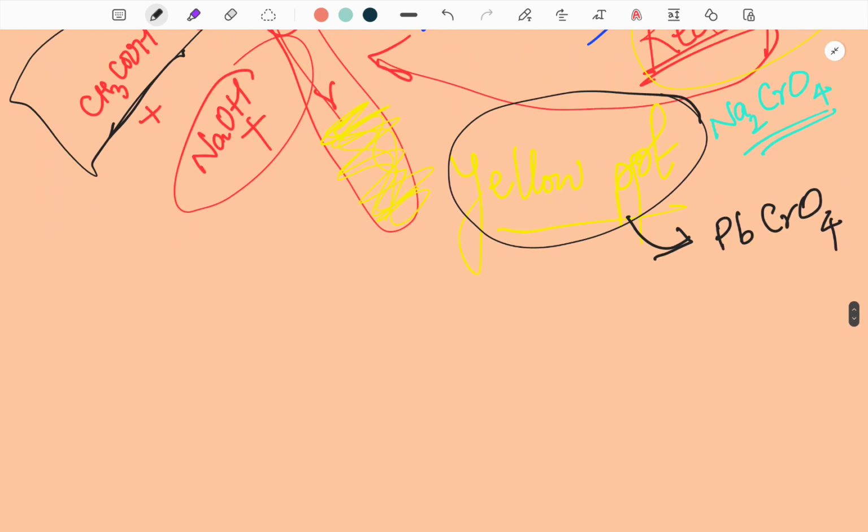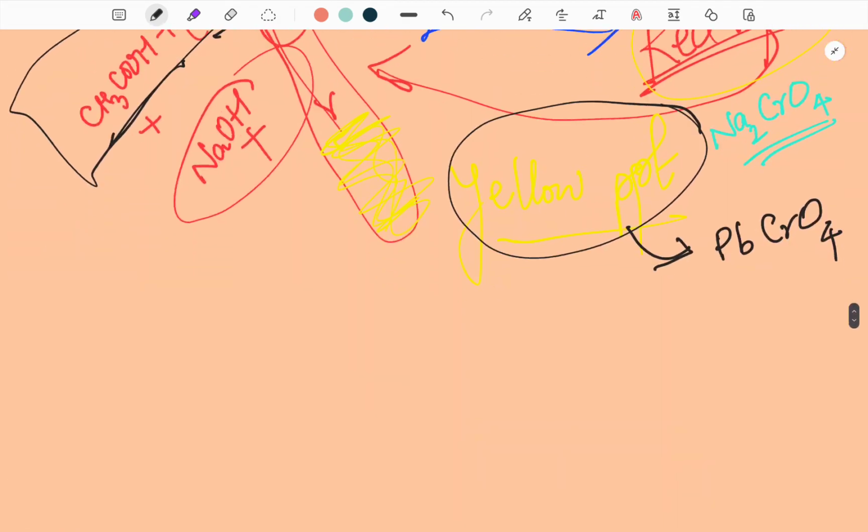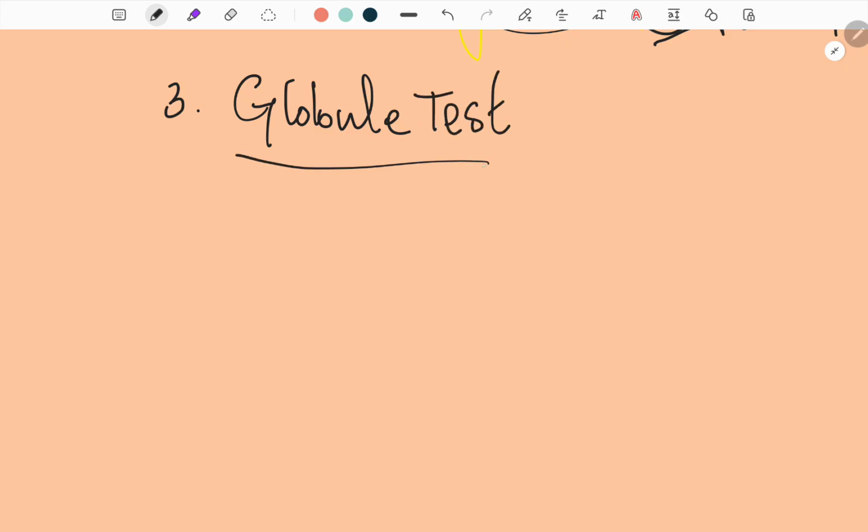Now, the third test for the halide ions, which is applicable only to bromide ion, is the globule test. Now, this is something which I don't think you can perform in the lab because you require chemicals such as carbon tetrachloride and chlorine water, which are highly reactive chemicals.